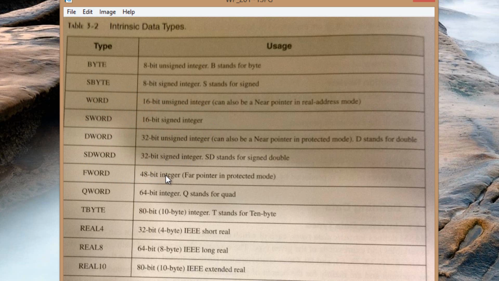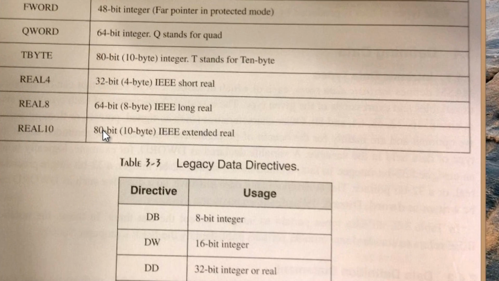Fword is a 48-bit integer. Qword is a 64-bit integer. Tbyte is an 80-bit integer. Real4 is a 32-bit integer. Real8 is a 64-bit integer. Real10 is an 80-bit integer.